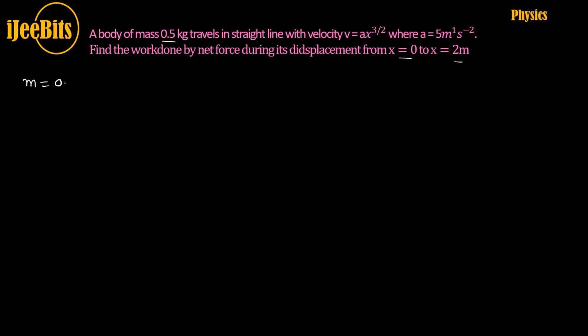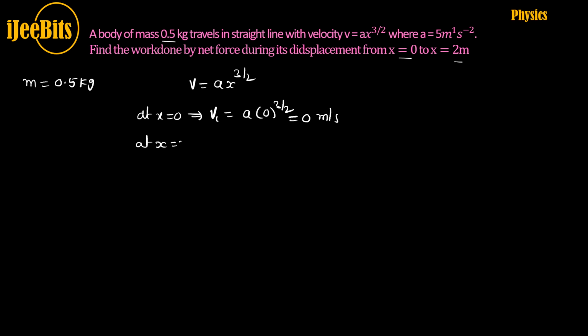So what is given? M is given, 0.5 kg, and the velocity v is given as v equals a x to the power 3 by 2. Let's say at x equal to 0, what would be the velocity? The initial velocity is a into 0 to the power 3 by 2, which is nothing but 0 meters per second. At x equal to 2 meters, the final velocity would be a into 2 to the power 3 by 2, right? This is what is given. And a is also given as 5. So 5 into 2 to the power 3 by 2 is what is given.